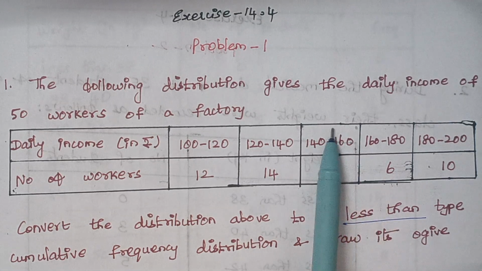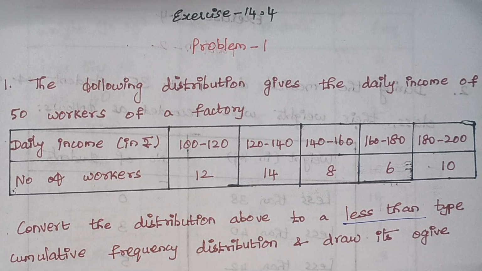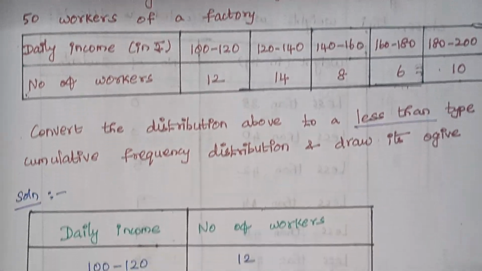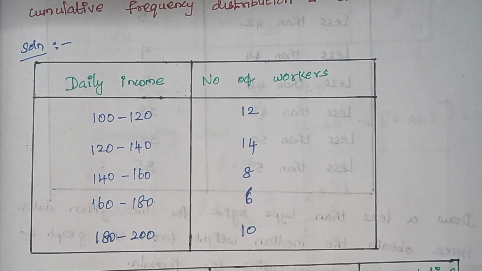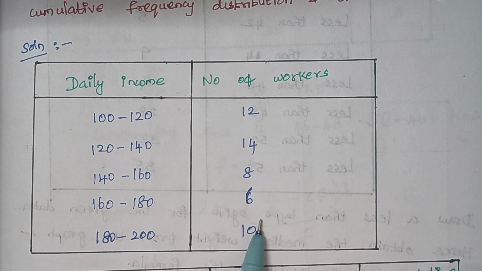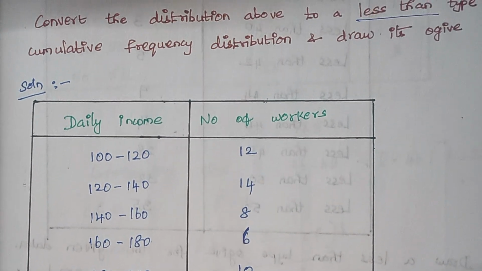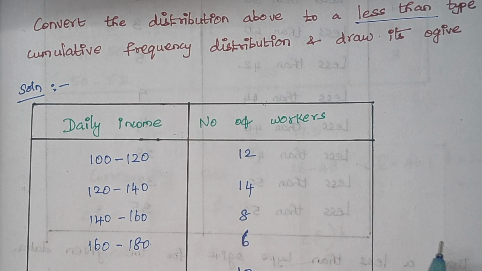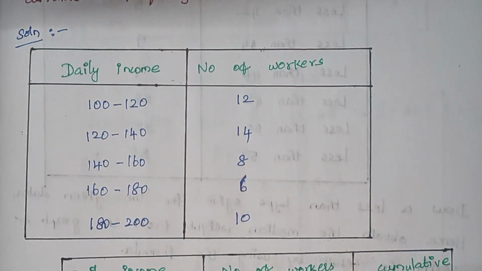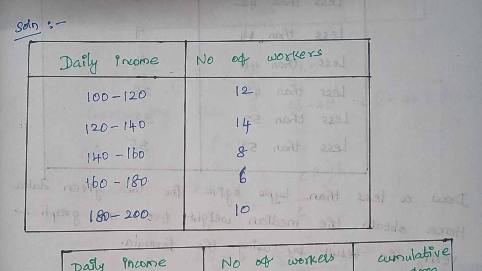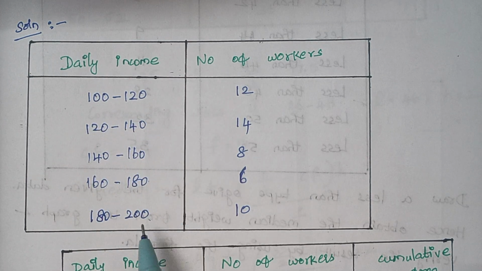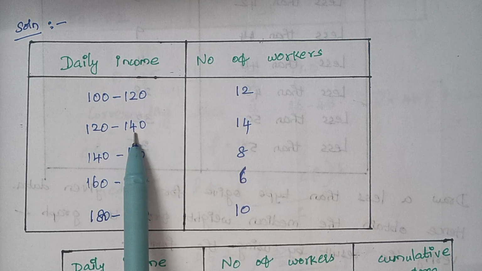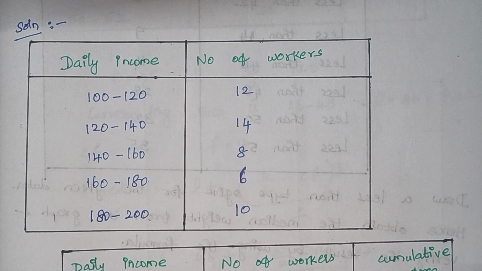So this is the given data. Here I am just redrawing the table with the same data which is given. So here we are going to draw a less than type ogive, right? Here you see, the data are given in the form of intervals. Now we are going to transform these intervals into less than type.